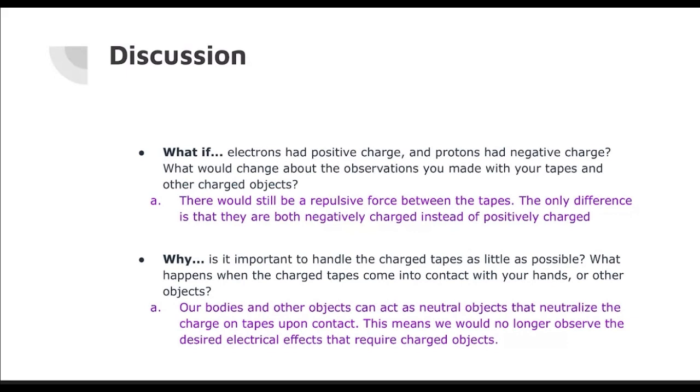Why is it important to handle the charge of the tapes as little as possible? What happens when the charged tape comes in contact with your hands or other objects? As mentioned before, our bodies and other objects can act as neutral objects that neutralize the charge on tapes upon contact. This means we could no longer observe the desired electrical effects that require charged objects.